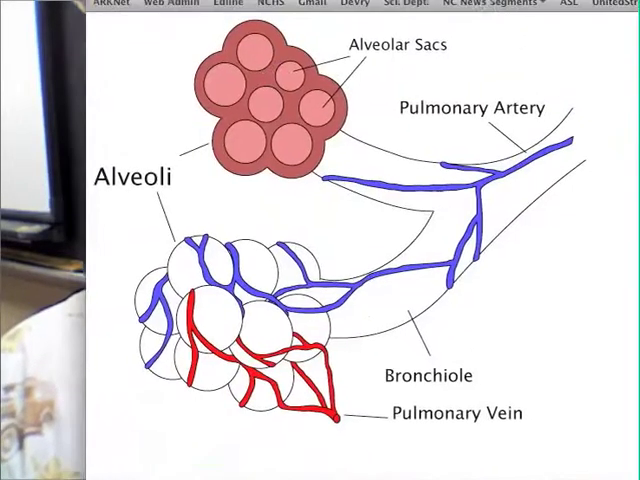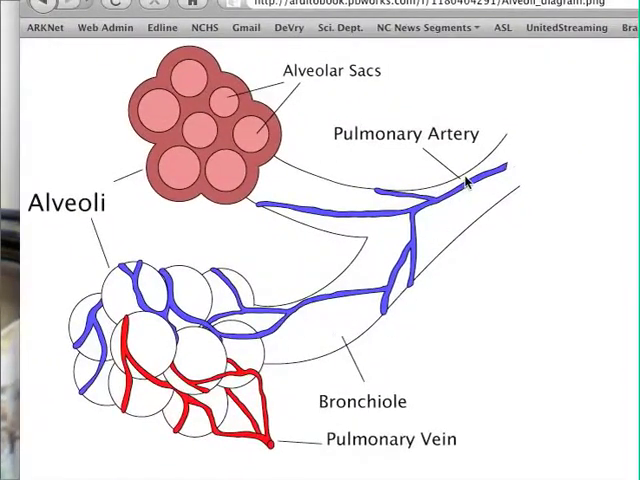Okay, this is a bronchiole. It has all these little alveolar sacs. This is the pulmonary artery. The pulmonary artery is bringing blood that doesn't have a whole bunch of oxygen in it. It's got a whole bunch of carbon dioxide in it. Then the gas exchange happens, and the capillaries turn into the pulmonary vein. The pulmonary vein now has oxygen-rich blood. That's now going to go back to the heart, and the heart's going to circulate that blood.